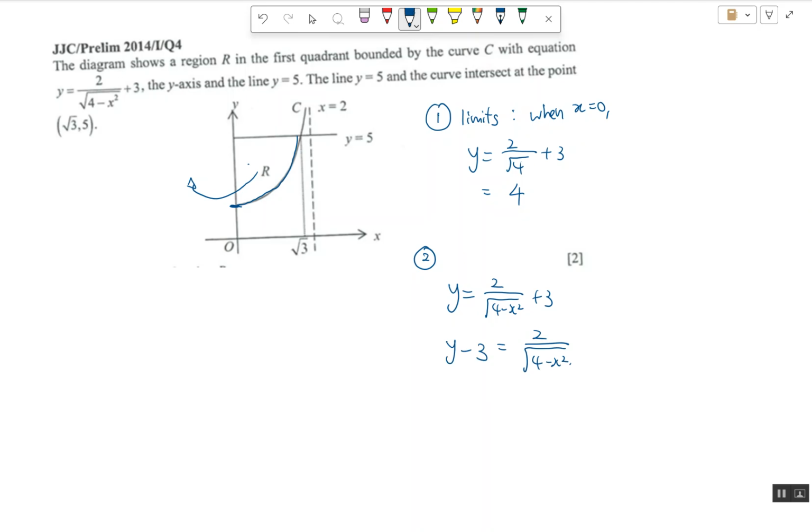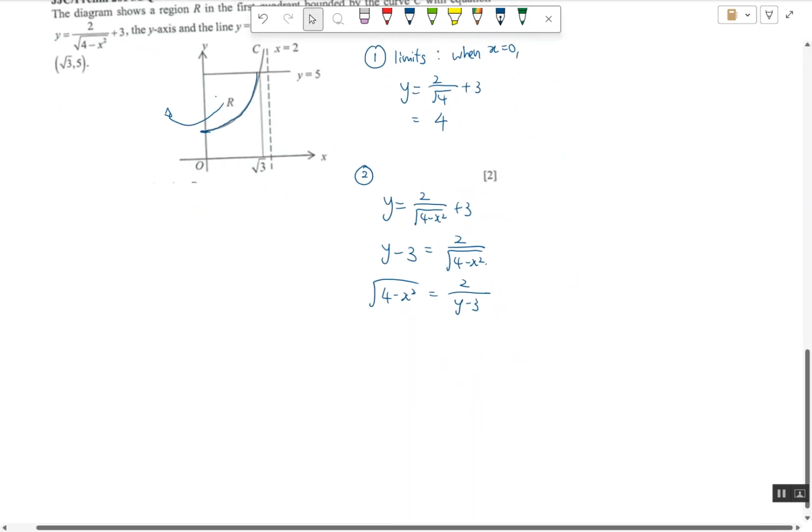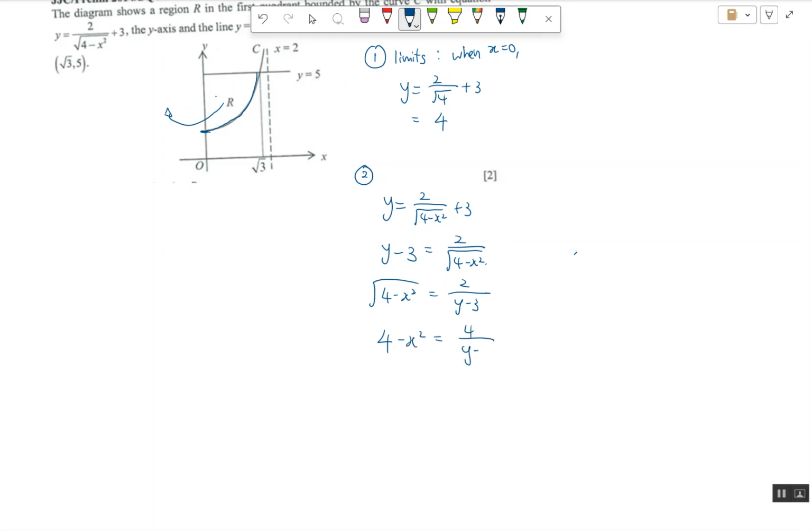y minus 3 equals 2 over square root 4 minus x squared. Kind of like bring this up and bring the square root up and bring the y minus 3 as a whole group down. That will be 4 minus x squared with this square root equals 2 over y minus 3. And then I square both sides. 4 minus x squared is equal to 4 over y minus 3 bracket squared.